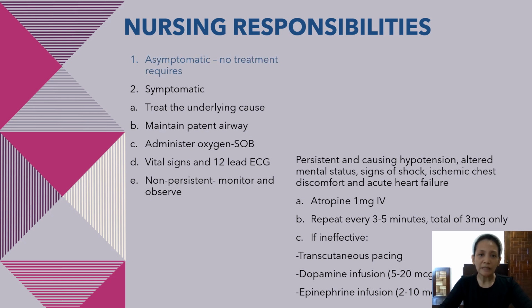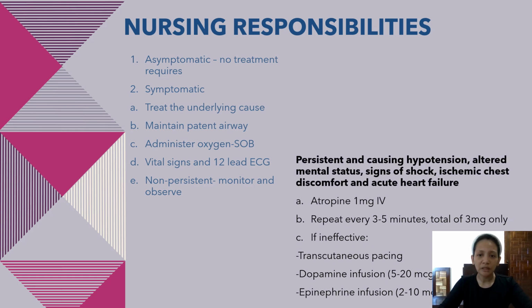If the patient is asymptomatic, then no treatment is required. However, if it's symptomatic and unstable, we have to first identify the cause. To identify it, assess the signs and symptoms the patient is manifesting. Always maintain a patent airway and administer oxygen as required when the patient is having trouble breathing. Vital signs and a 12-lead ECG are a must, and if it's non-persistent, the patient can be monitored and observed.